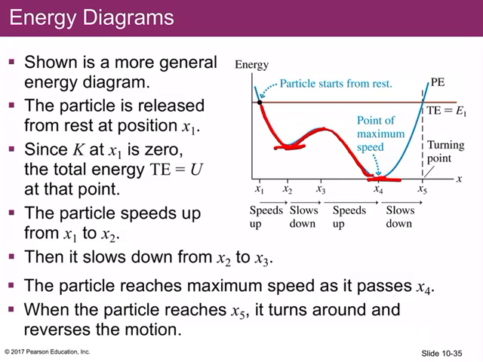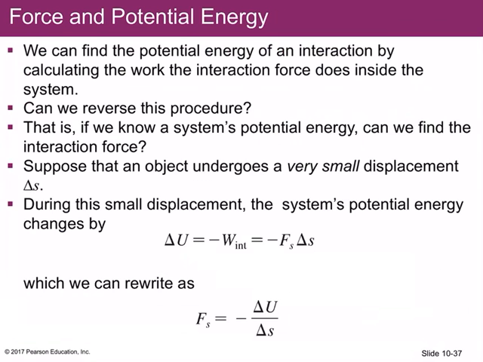And this is saying that from X2 to X3, it's slowing down, right? So as it's going right here, it's slowing down. From X1 to X2, it's speeding up, and then it's going to slow down at X equals 3, and then at X equals 4, the particle reaches its maximum speed because that's at equilibrium, so it's going to be just flying through there. When the particle reaches X equals 5, it's going to turn around and reverse the motion all over again.